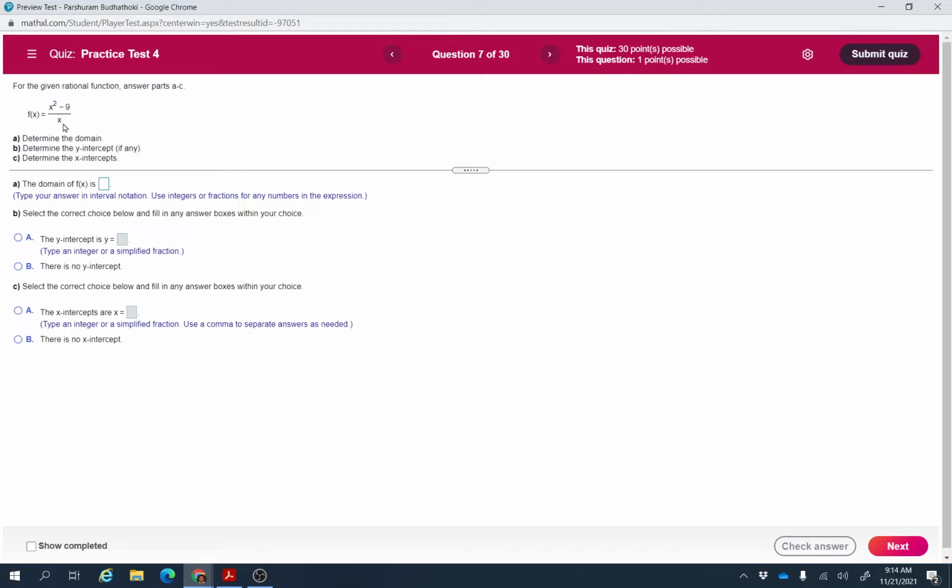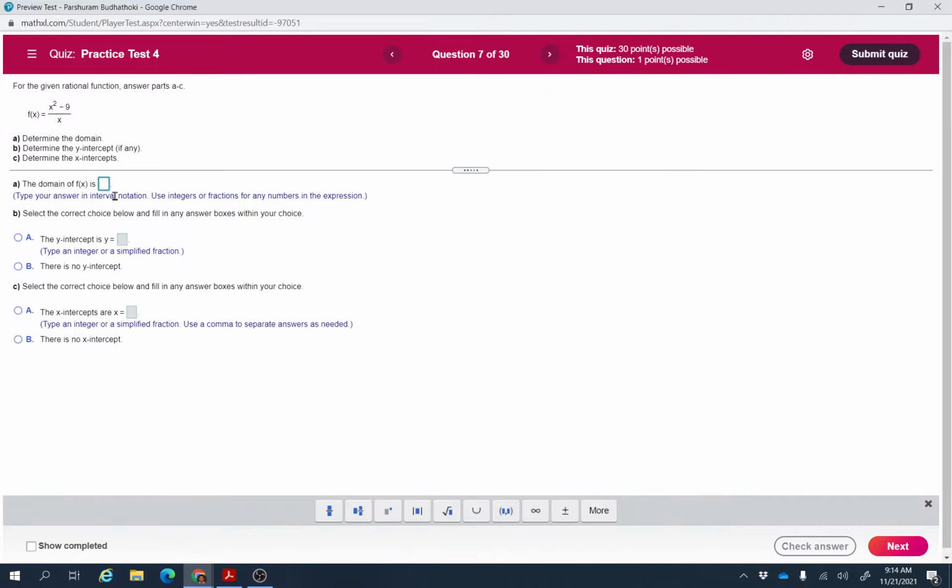So x equal to 0 is not possible for this function. Other than 0, any value of x would be fine. So the domain would be, you have to use the interval notation. It's any value from left up to 0, but don't include 0, and union starting right after 0, which is a parenthesis.